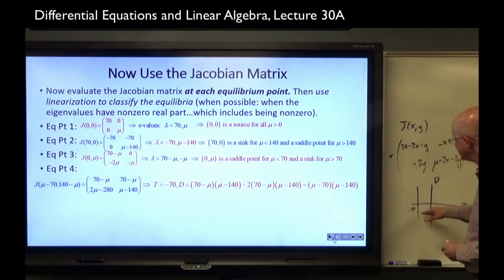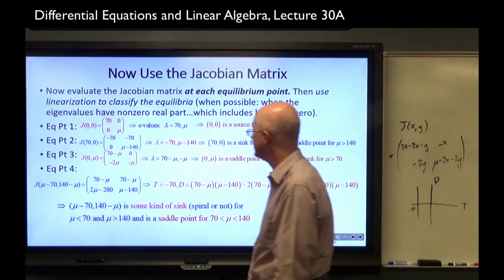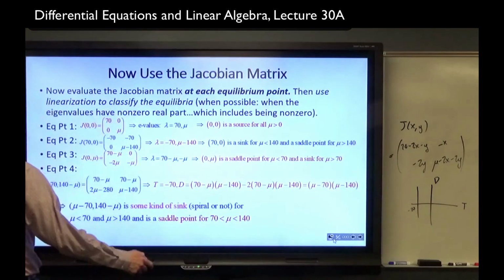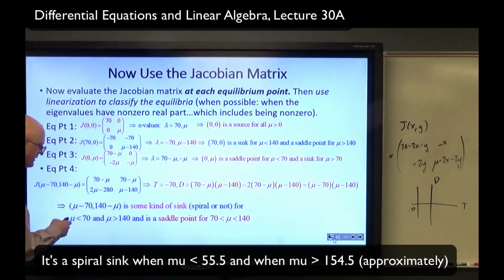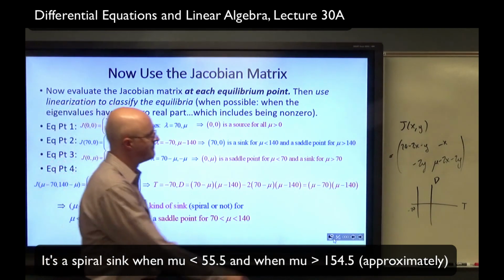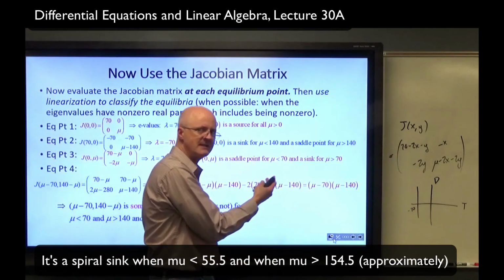You're either going to be at a saddle point or at a sink, based on the trace-determinant plane. It's not clear whether you might get a spiral sink or not, and we're not going to talk about that right now. It's some kind of sink, maybe spiral, maybe not. Actually, I think mostly it's not. It's a sink when mu is less than 70 or bigger than 140, and it's a saddle point when mu is between 70 and 140. The motion along that line in the TD plane is not in one direction as mu increases.